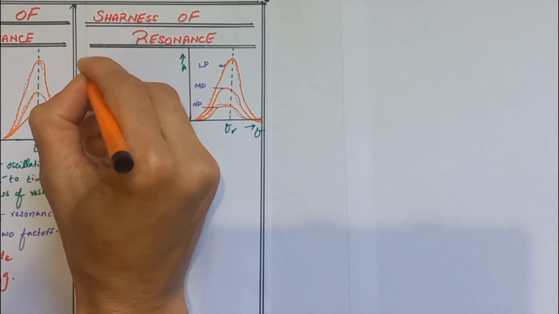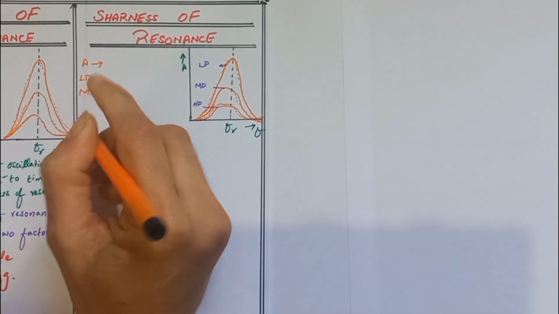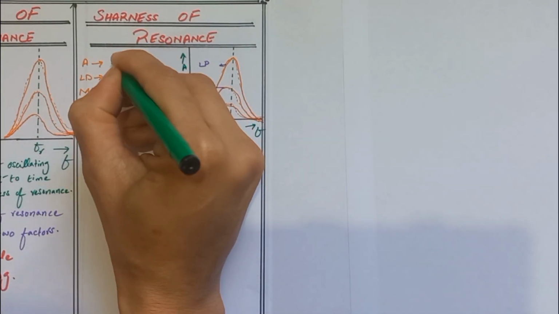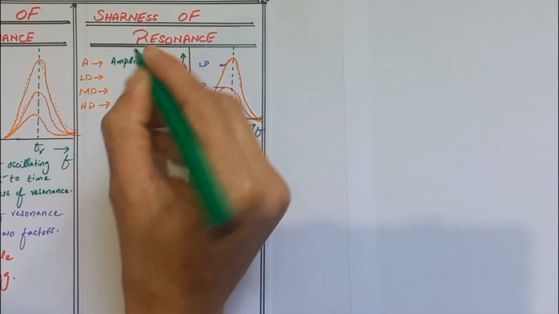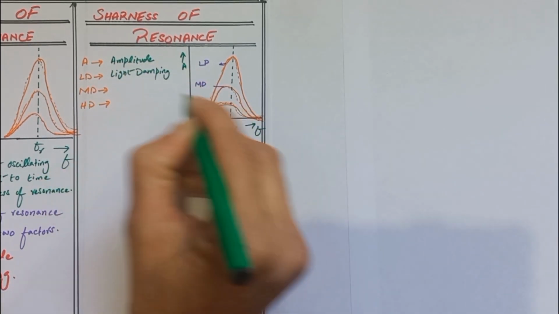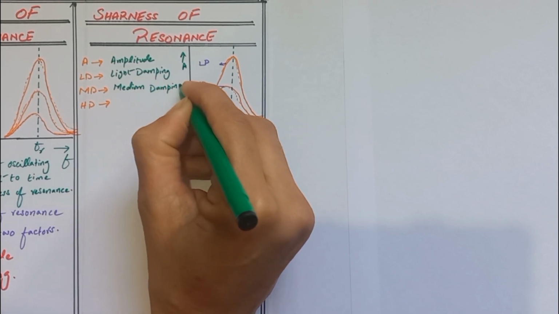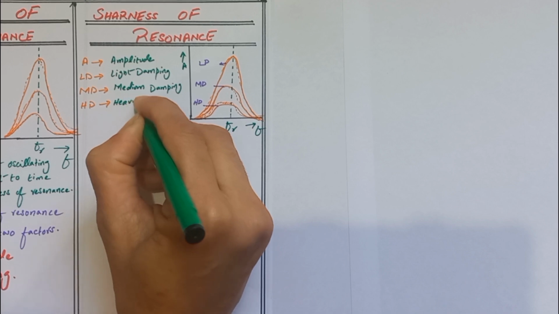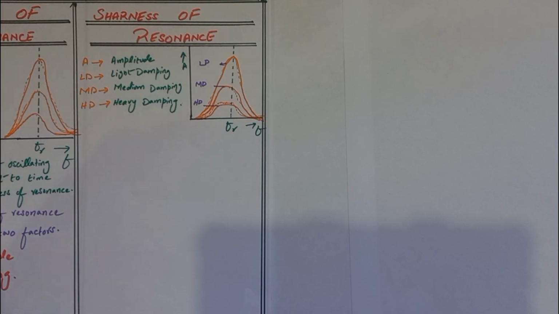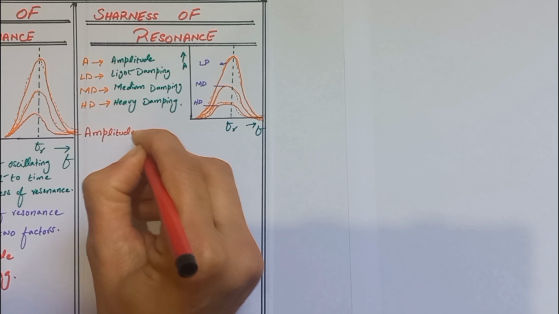So here A represents the amplitude, LD is light damping, MD is the medium damping, and HD is the heavy damping. So here A shows the amplitude, LD is the light damping, the second graph shows the medium damping, and HD shows the heavy damping.